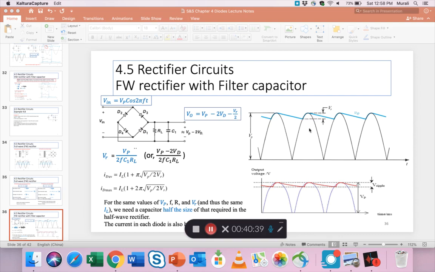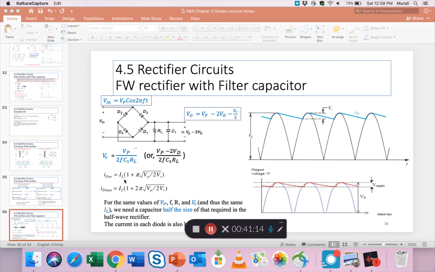But the relationship that defines the ripple, we've already seen this for the half wave case. Even for the full wave, the ripple voltage depends on the frequency, the capacitance, and the load. Again, sometimes we bring in the 2Vd into the formula, sometimes we don't. It depends on how big or how small the Vd is compared to the Vp. So remember the relationship for the V ripple.